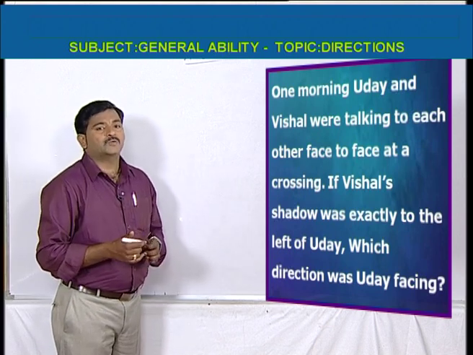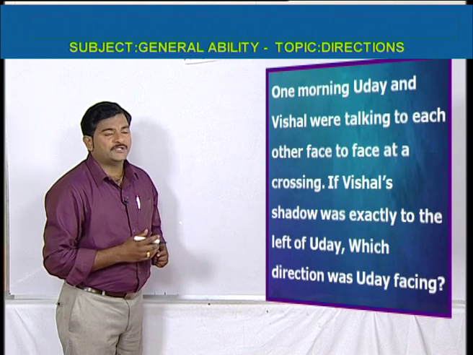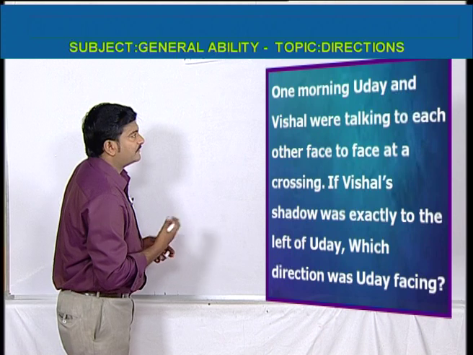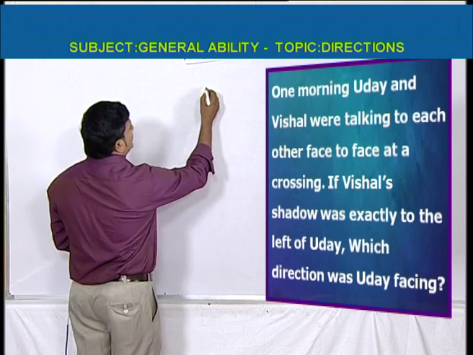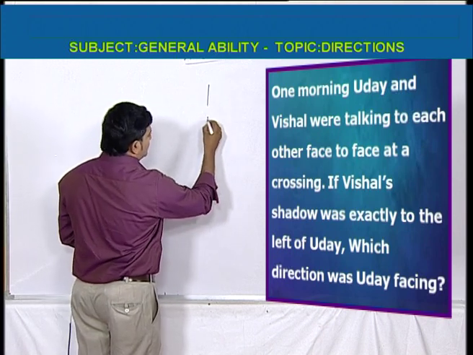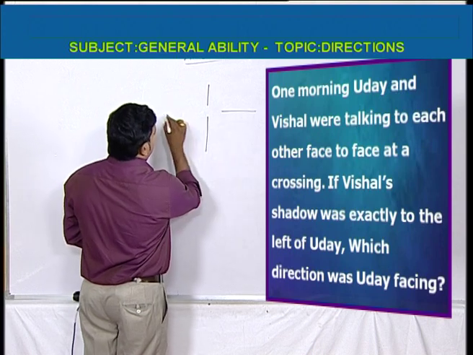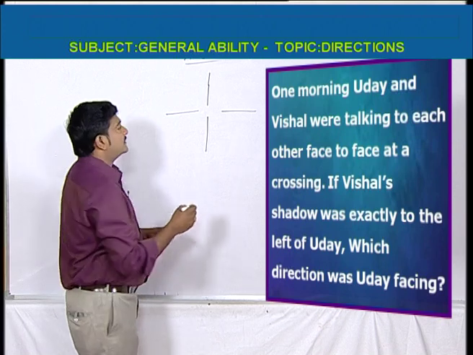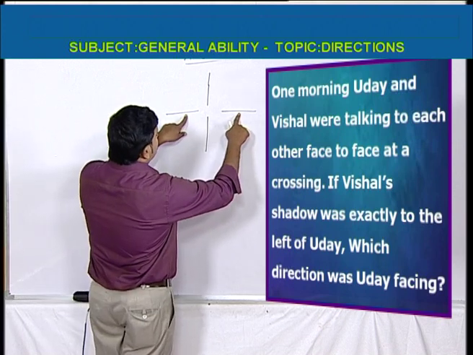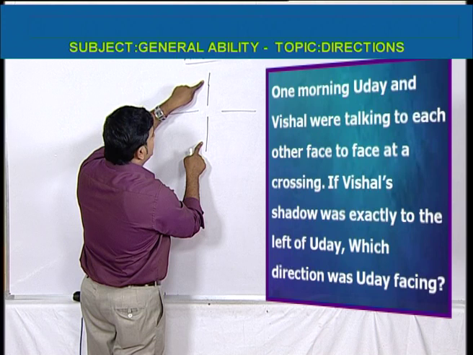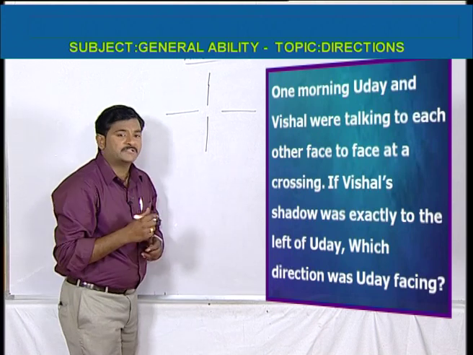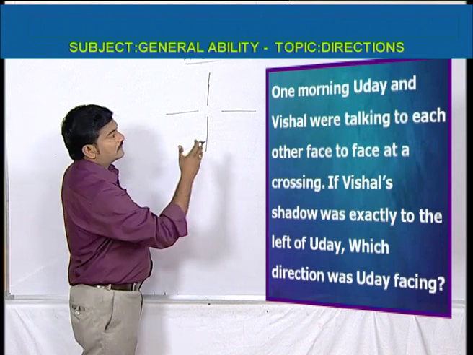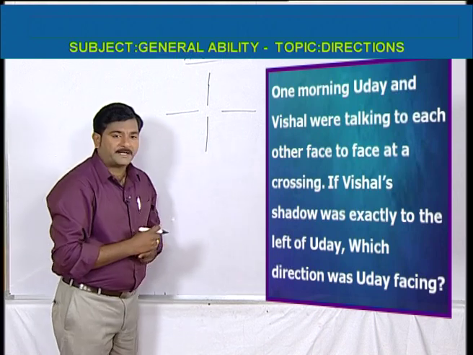One morning Uday and Vishal were talking to each other face to face. For example, now I am taking 4 directions. Roughly we will apply the condition. Let's say they are talking face to face, which means they must be on these 2 directions or on these 2 directions. They must be in opposite directions. What happened? At what time? One morning. Vishal and Uday were talking to each other face to face at a crossing.